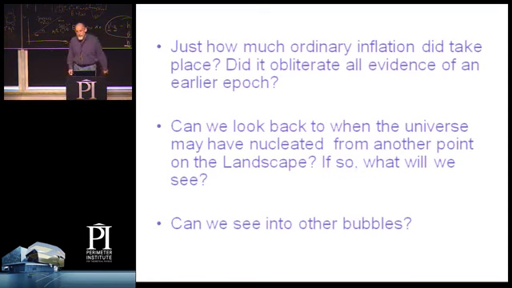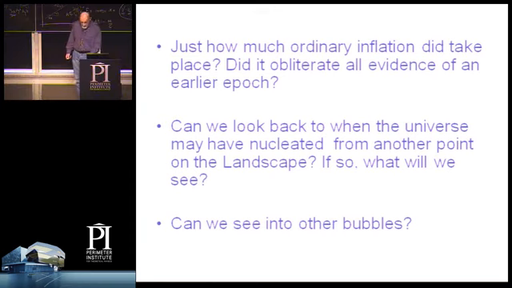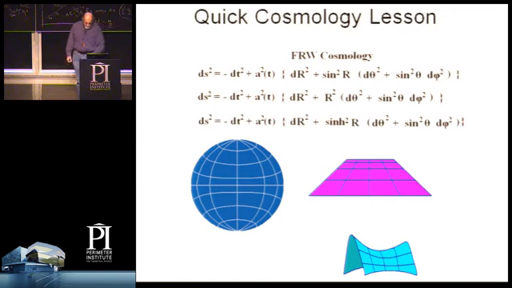The question is how much ordinary inflation did take place? Did it obliterate all evidence of an earlier epoch? Can we look back to when the universe may have nucleated from another point on the landscape? And if so, what will we see? And finally, I don't know if I have time to talk about it. Even if I do, it will be very brief. Can we see into other bubbles? Can we see into other types of environments? Of course, we can try to see them by looking into the past. We can also try to see them by looking to the side, so to speak.